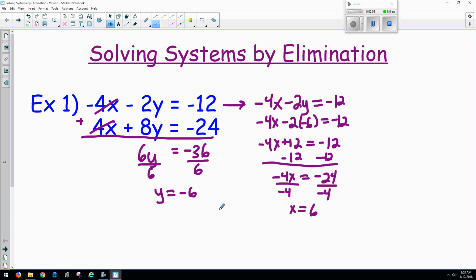Remember, when you write your solution, write it as an ordered pair with parentheses. Make sure you put your x value first and your y value second.